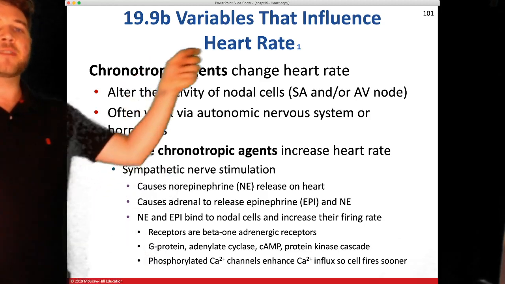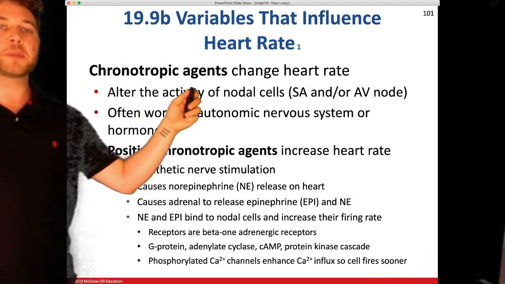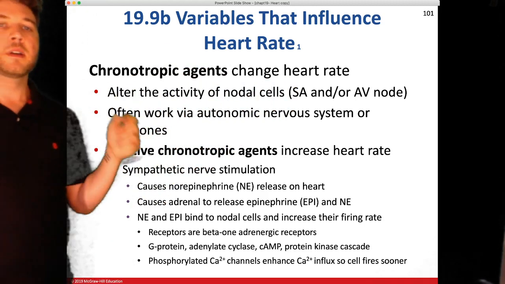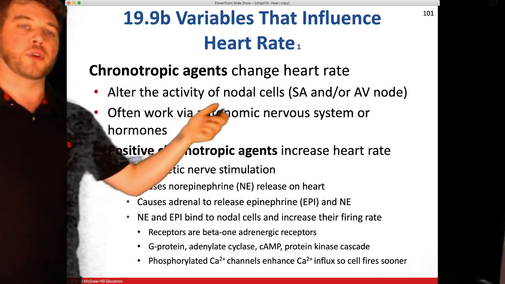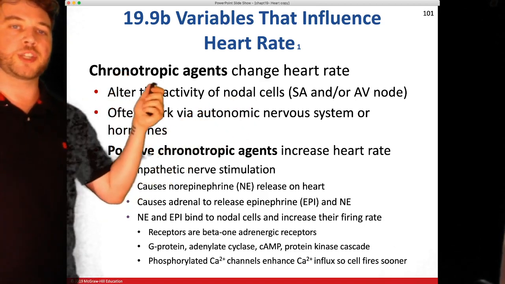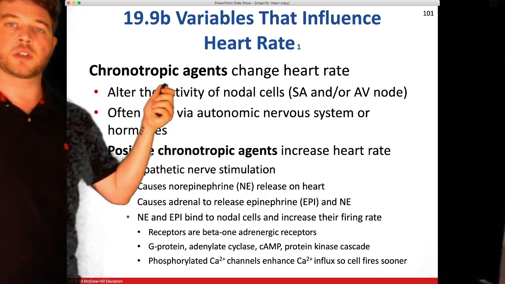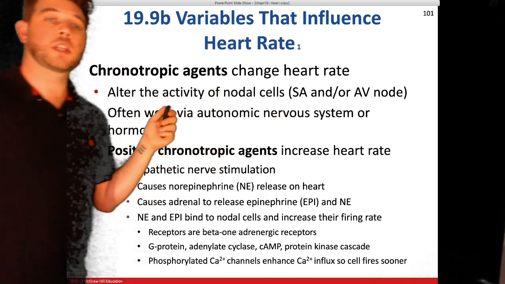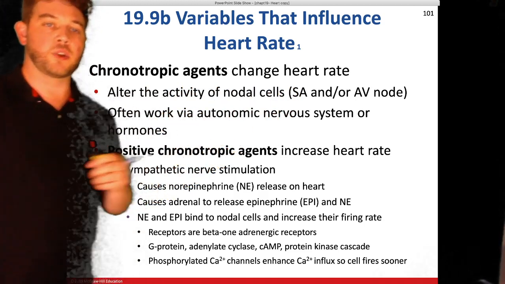All right, variables that influence heart rate. Your chronotropic agents change the heart rate. So chrono, time. They alter the activity of nodal cells, your SA and your AV node. So you need to know which feature of the cardiac cycle they affect. They're changing the heart rate, and you need to know what they're impacting. They're impacting the nodal cells.